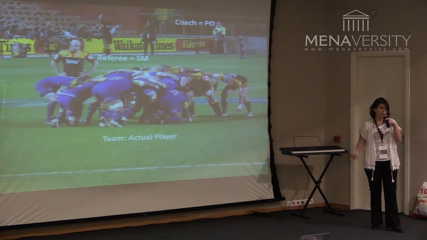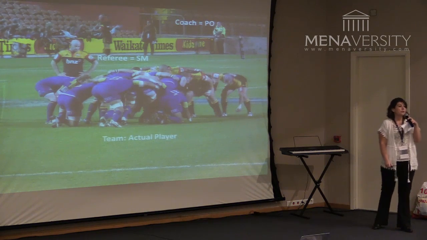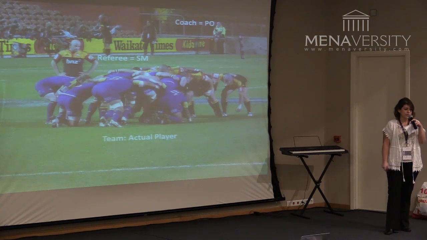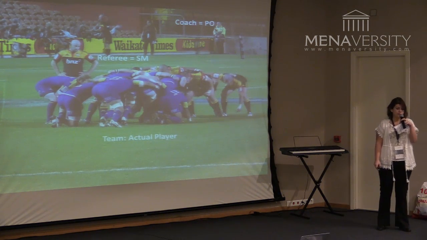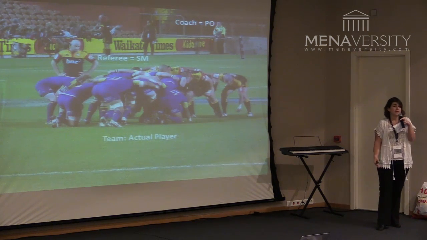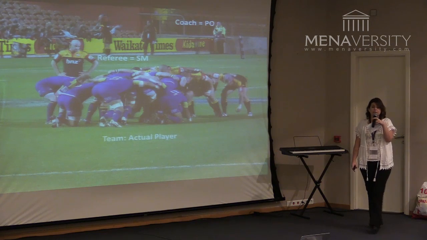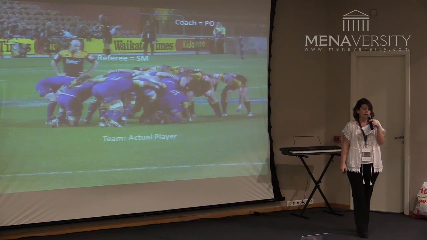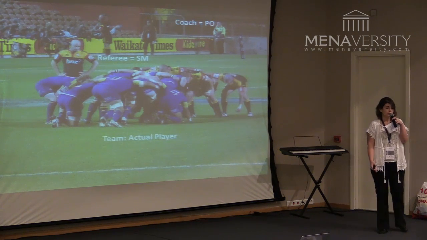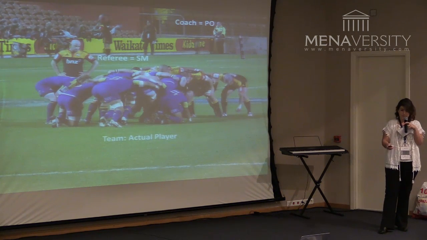Let's go back to the rugby game. In rugby, we have a coach. The coach sets the strategy. This is our product owner in Scrum. We have a referee. The referee makes sure the game rules are respected by everybody. This is our Scrum Master. And we have the team who plays the game, wins or loses. This is the Scrum team.